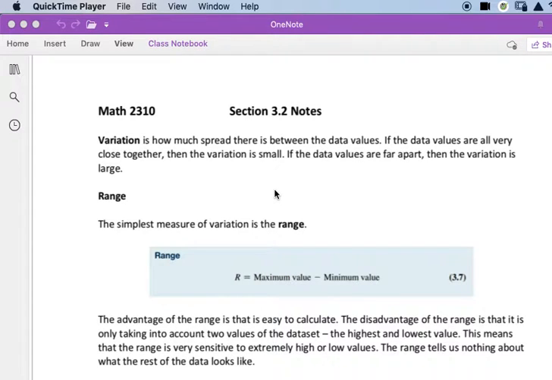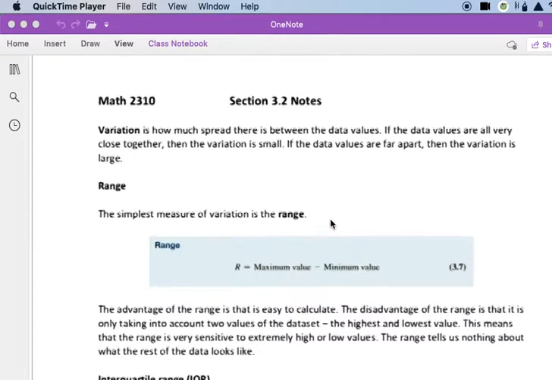In this video for section 3.2, we're going to talk about some measures of variation. Variation tells us how much spread there is between data values. If the data values are all very close together, then the data values are not very spread apart and variation is small. If the data values are far apart, then the variation is large.